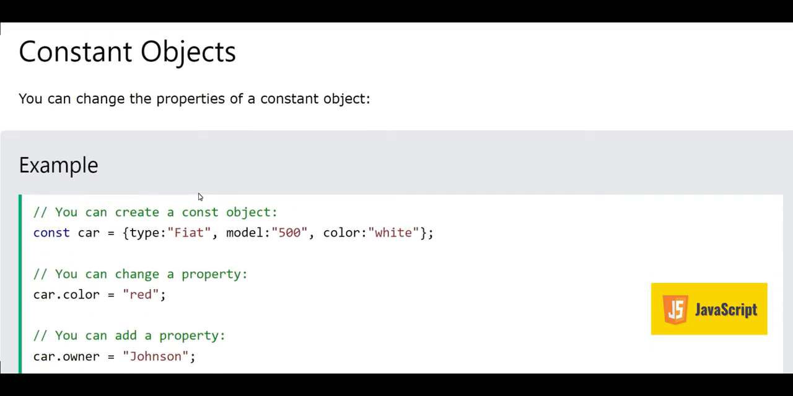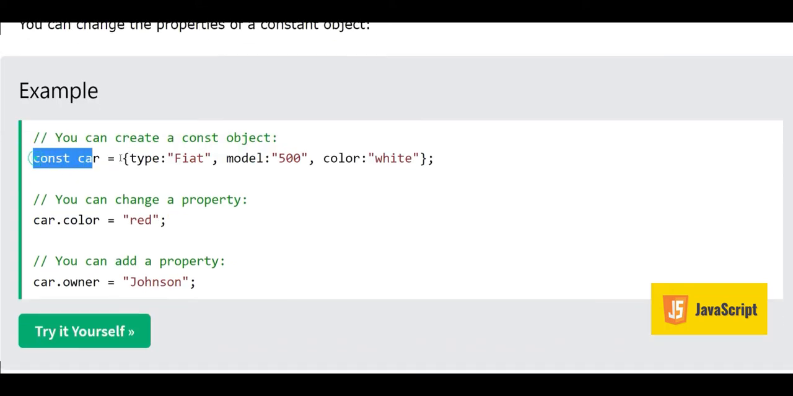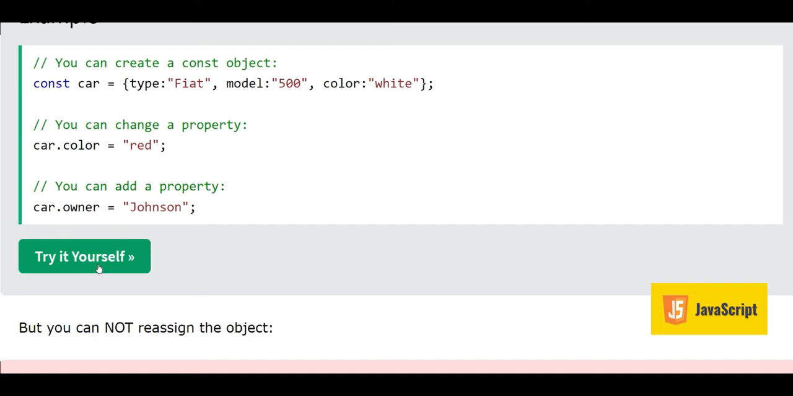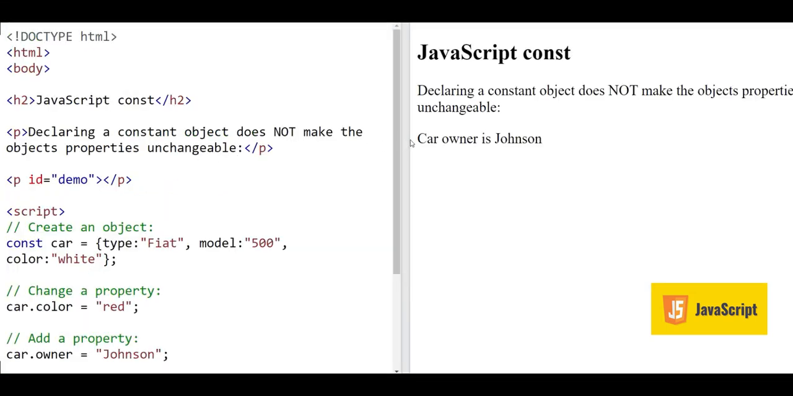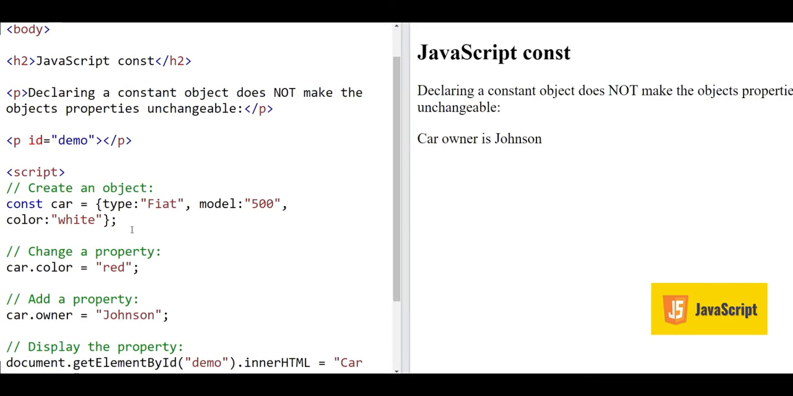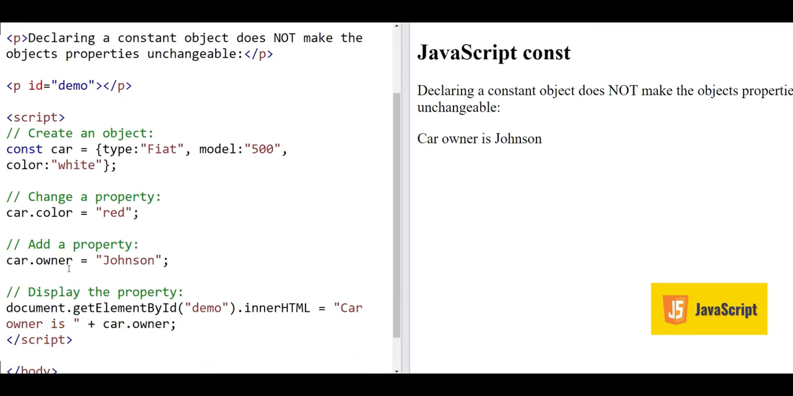Next we have constant objects. See, in this example we have a constant car object with values: type is fiat, model 500, in color white, and I am changing the property of color to red and owner to Johnson. See, okay, right. So we are changing the property.